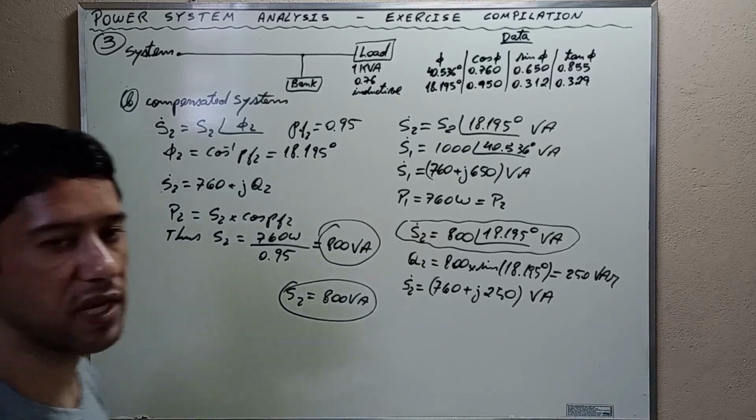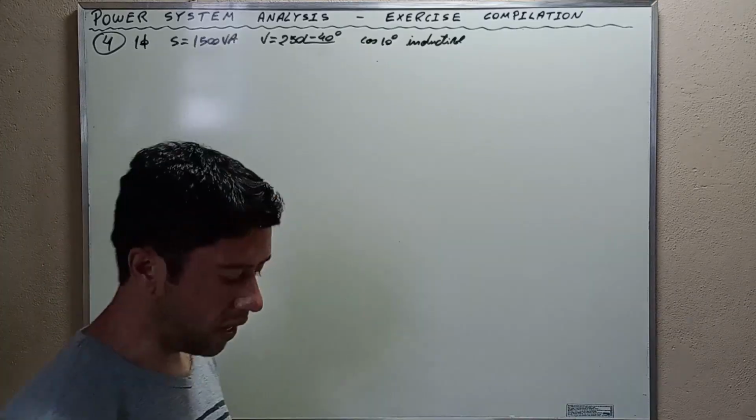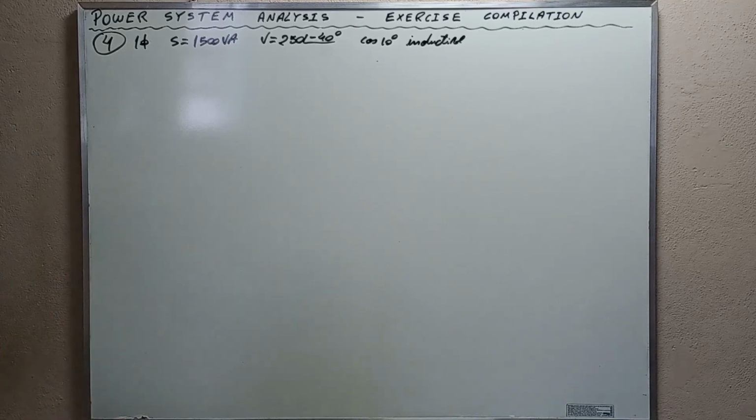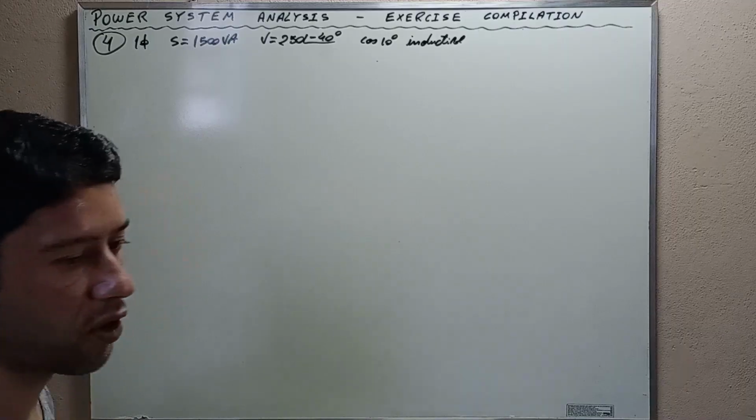Let's go to exercise number 4 now. A single-phase electrical equipment requires an apparent power of 1500 volt-ampere from a 250 phase minus 40 degrees volts voltage source under a cosine 10 degrees inductive power factor. Okay? This is the data that the exercise provided. And now the question, what is the impedance of the load? Okay, my friends, this is the question.